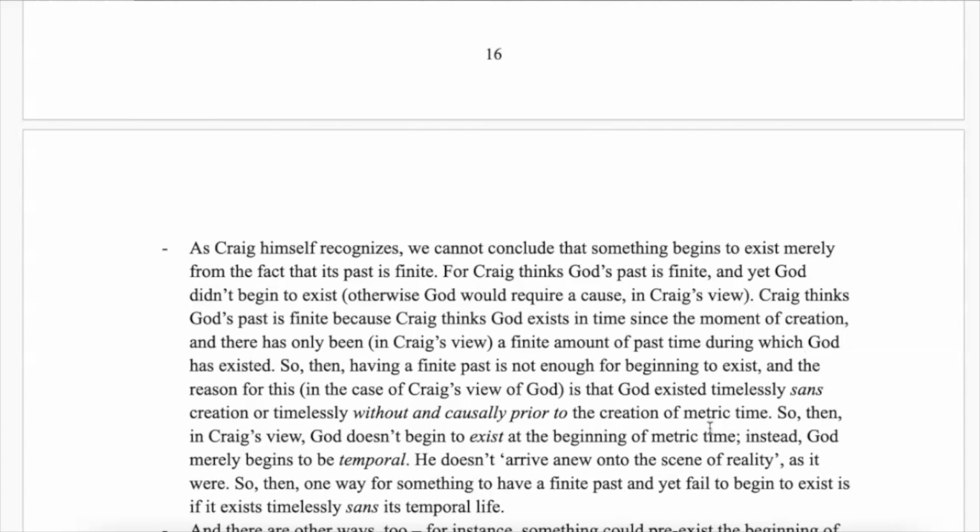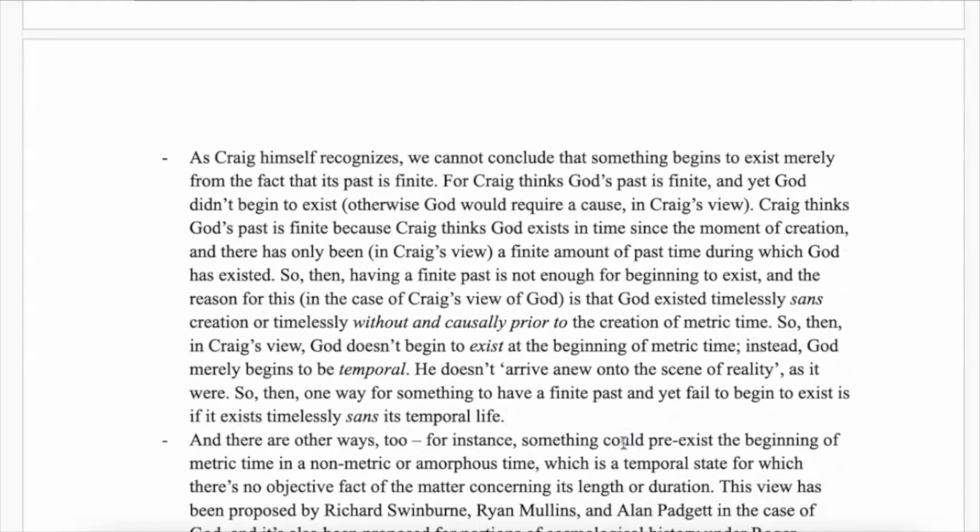So then, one way for something to have a finite past and yet fail to begin to exist is if it, or some portion of it, exists timelessly sans its temporal life. And there are other ways, too, in principle, for something to fail to begin to exist while nevertheless having a finite past. For instance, something could pre-exist the beginning of metric time in a non-metric or amorphous time, which is a temporal state for which there is no objective fact of the matter concerning its length or duration.